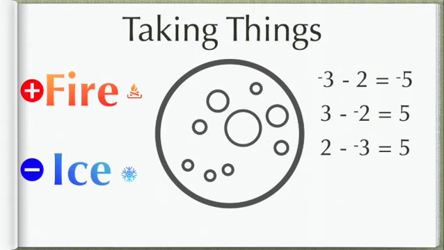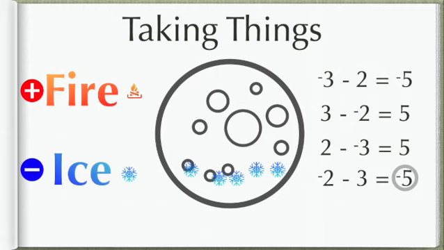One last example. Negative 2, take away 3. Start with 2 ice in the pot. I'm supposed to take away 3 fire, but there isn't any fire in there at all. So I'm going to need to put 3 zeros in there. And now I have the fire to take away, and that leaves 5 ice remaining.